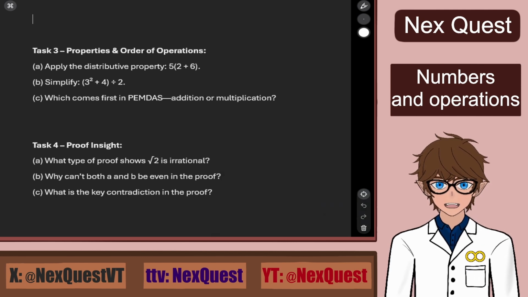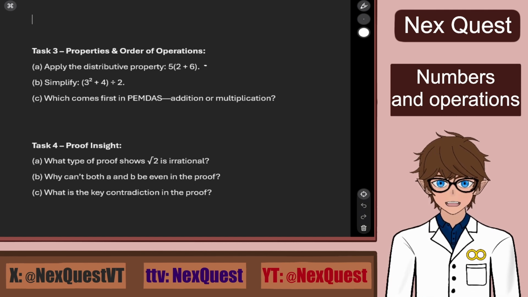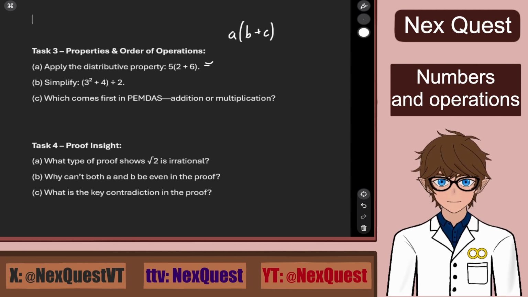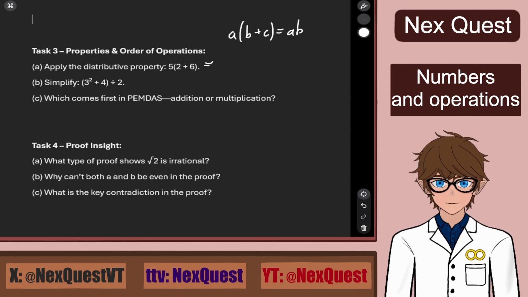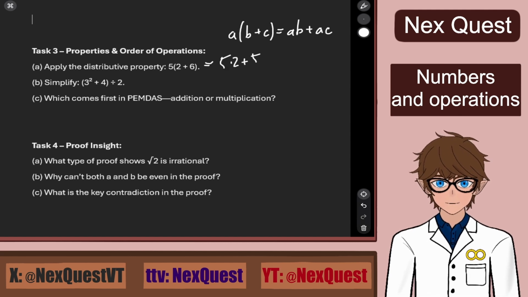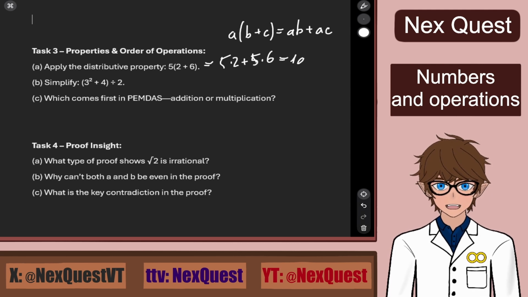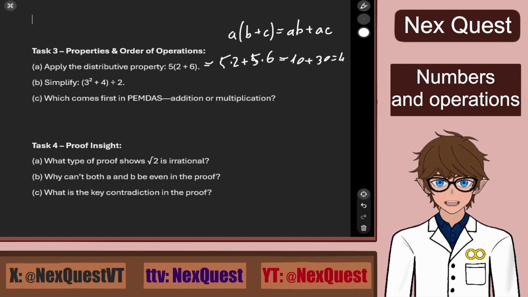As for task 3, we have to use properties and order of operations. First, we have to apply the distributive property in this bracket, as we know, by the rule of a times bracket of b plus c, it works as ab plus ac. And if we do the same thing here, we get 5 times 2 plus 5 times 6. And we can also solve for that, which gives us 10 plus 30, which is 40.